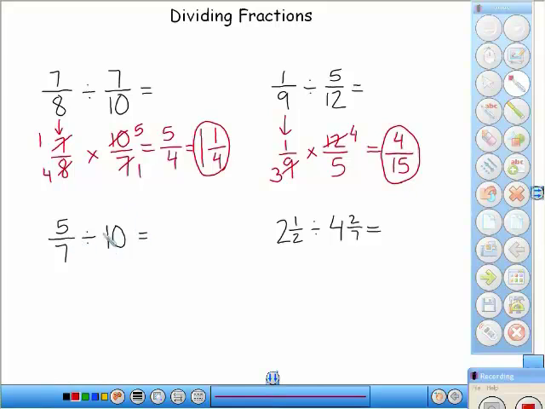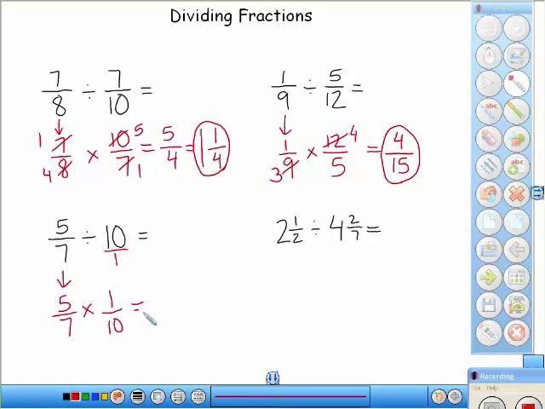Now what about this one? What if you have a whole number here? Well, remember, if you have a whole number, we can rewrite that as a fraction. 10 is really 10/1. So we're going to follow the same steps. We're going to rewrite the first fraction and then multiply by the reciprocal. Switch that to times and then flip the fraction. Instead of 10/1, we're going to put 1/10.